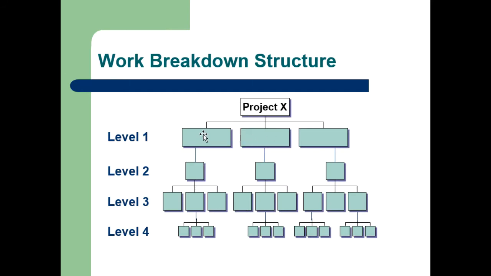So this might be 1.1, 1.2, 1.3. This would be 2.1, 2.2, 2.3, and this is 3.1.1, 3.1.2, 3.1, and so forth. We keep adding more and more detail to these as we go further down. And for complex projects like building a skyscraper, these can get really big.